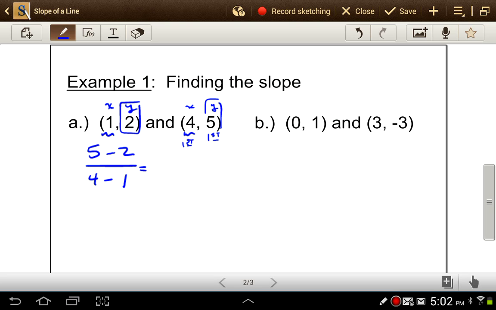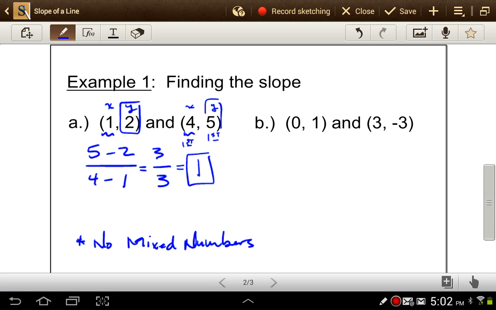So then I do 5 minus 2 is 3. 4 minus 1 is 3. So my slope is 3 over 3, which can be simplified to 1. Okay? As a note, we do no mixed numbers. Okay? No mixed numbers. You can have whole numbers, and you can have fractions or improper fractions, but no mixed numbers. That's not going to help us when we get to graphing.